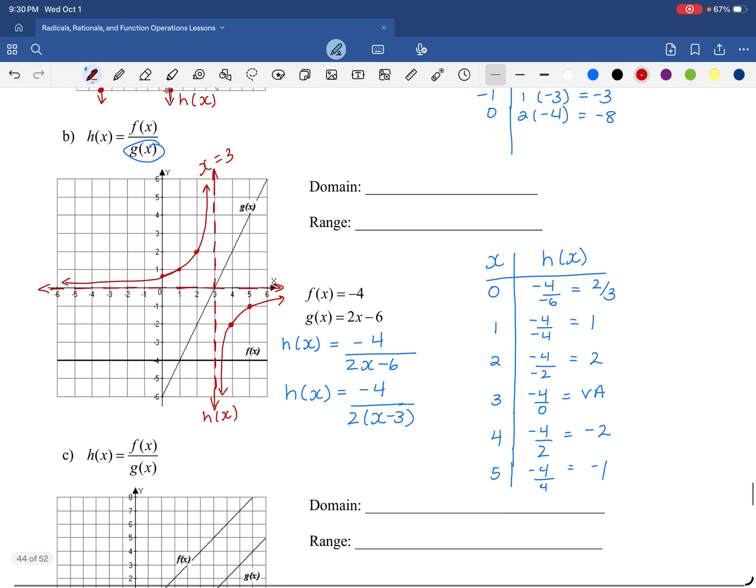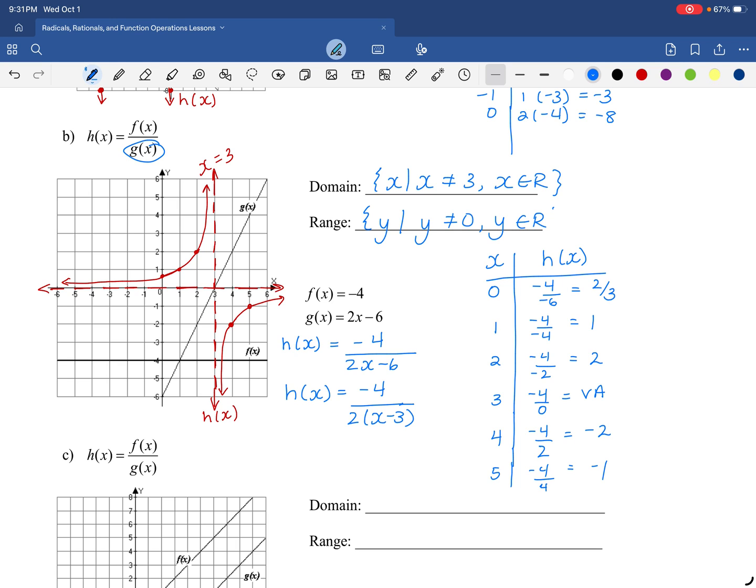Okay, so what is the domain? Well, we had one problem with the domain. That denominator was not allowing x to be a 3. So therefore x such that x cannot be a 3, x is an element of the reals. Okay, and then on the y side of things, everything was allowed. We just never ever crossed the x-axis. So therefore y could not be 0. Y such that y cannot be 0, y is an element of the reals.